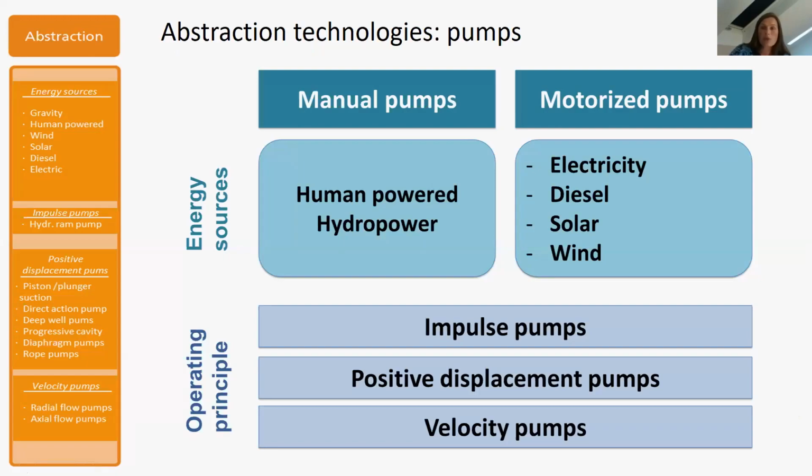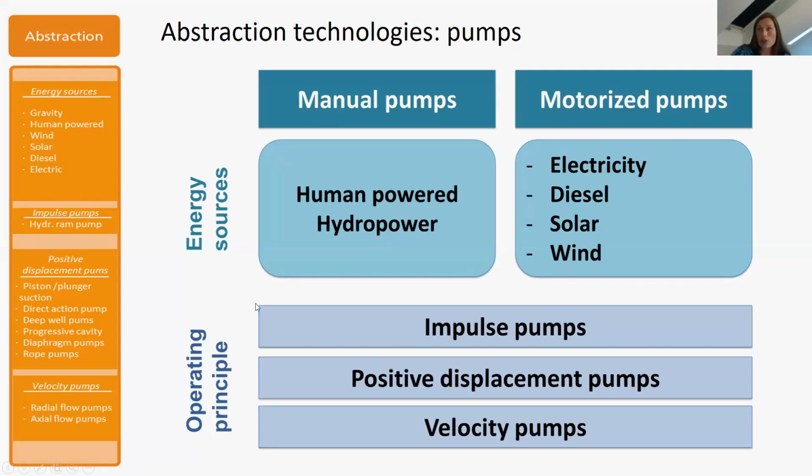If we're thinking of the abstraction technologies, basically we think of gravity water supply systems or pumps. There are different types of pumps. There is a huge number of pumps, actually, depending on context and countries. We can think of manual pumps generally, which are powered by human power, or also the so-called hydropower pumps. Most commonly used are the motorized pumps, which can be powered by electricity, diesel, solar, or wind power, depending on the conditions you are in.